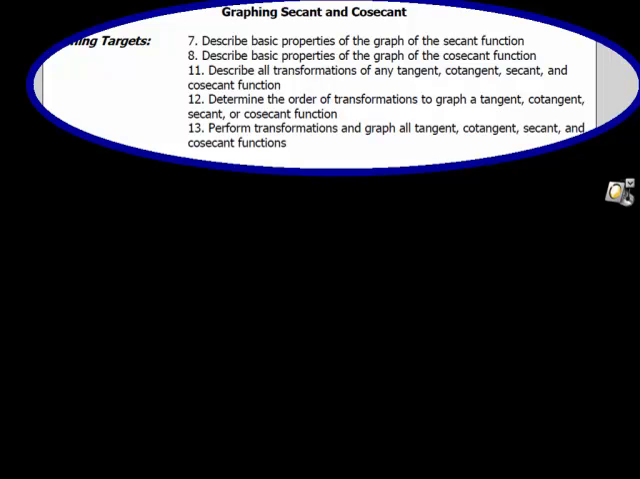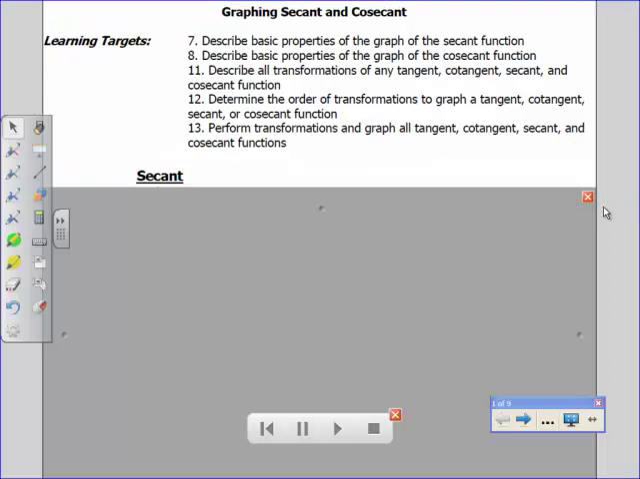Today's spotlight is on learning targets 7, 8, 11, 12, and 13, which are all about graphing secant and cosecant. Learning targets 7 and 8 are about describing the basic properties of graphs of secant and cosecant. 11, 12, and 13 are about describing the transformations, determining the order they should go in, and actually performing them on the graph. We're going to start off with the secant graph.